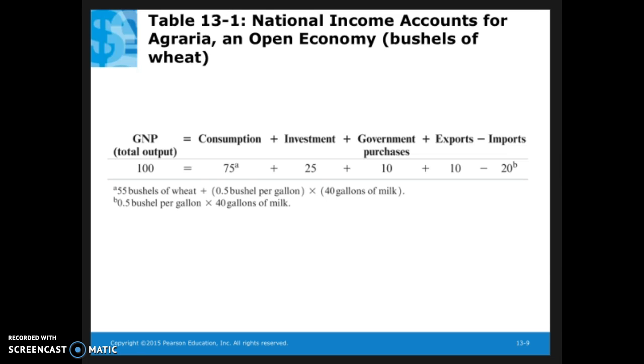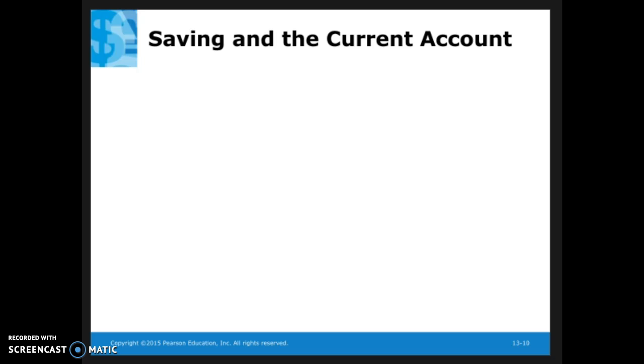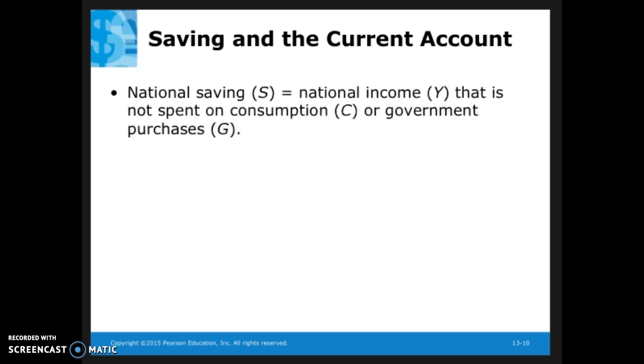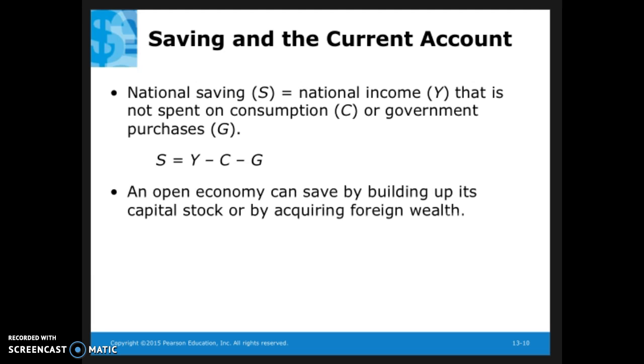So let's look at saving within the current account. So we have national saving, which equals national income Y that is not spent on consumption or government purchases. So we have S, national saving, equals national income minus consumption minus government purchases. An open economy can save by building up its capital stock or acquiring foreign wealth. So savings equals investment plus the current account.